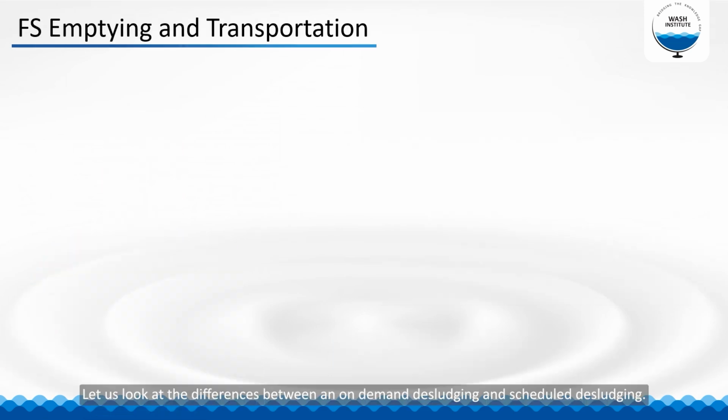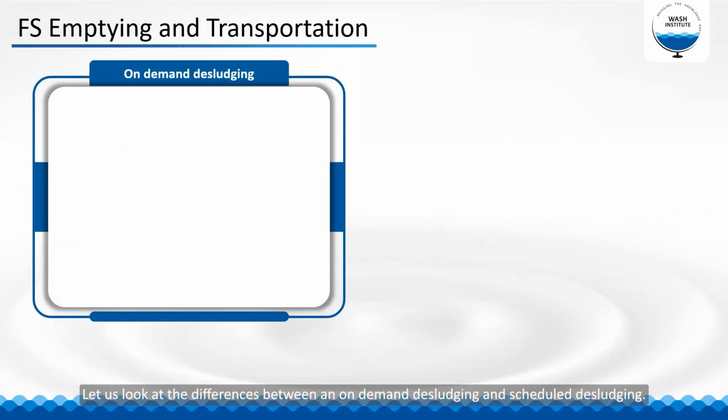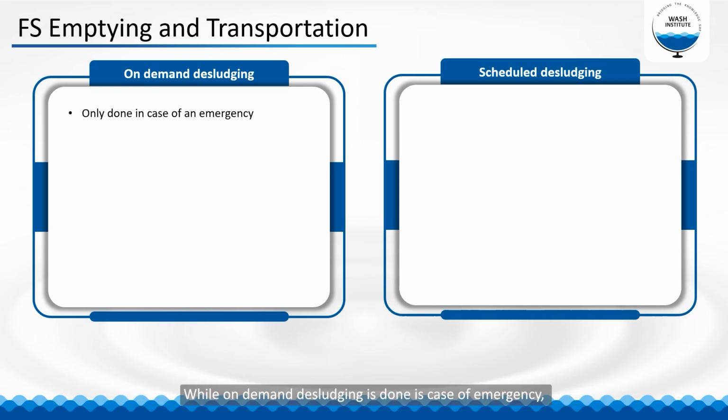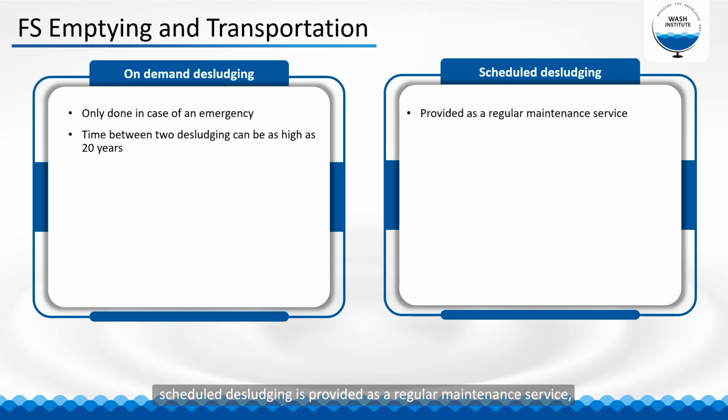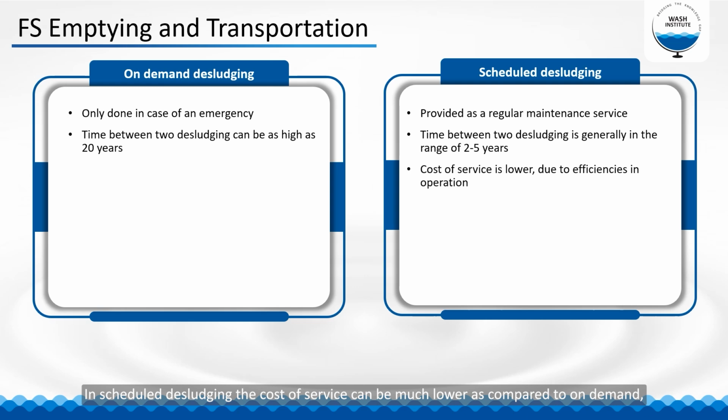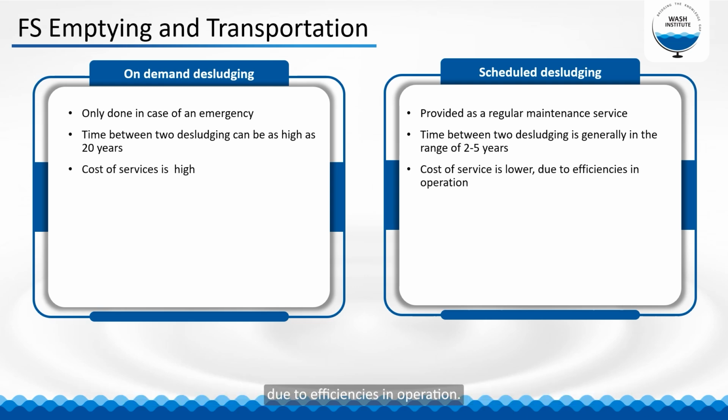Let us look at the difference between an on-demand desludging and scheduled desludging. While on-demand desludging is done in case of emergency, where desludging period can be as high as 20 years, scheduled desludging is provided as a regular maintenance service where frequency generally ranges between 2 to 5 years. In scheduled desludging, the cost of service will be much lower as compared to on-demand due to efficiencies on operation.